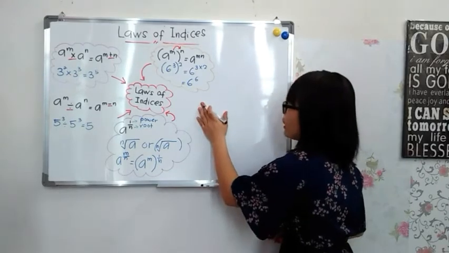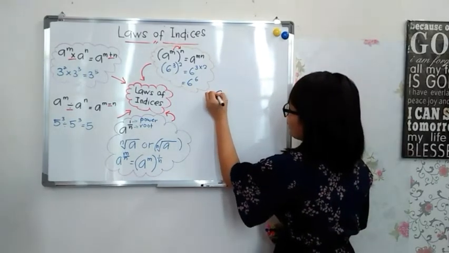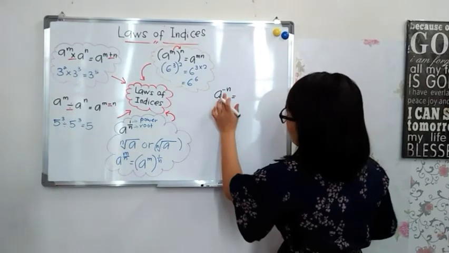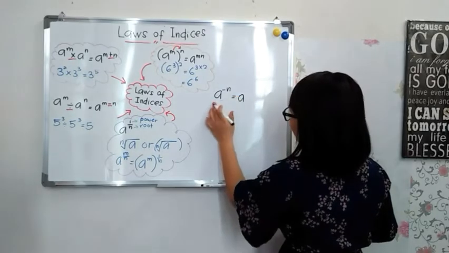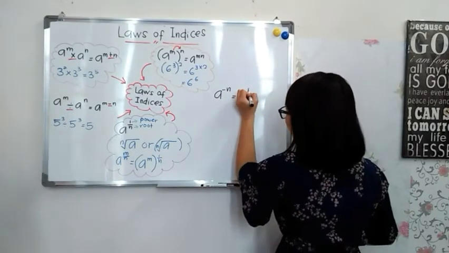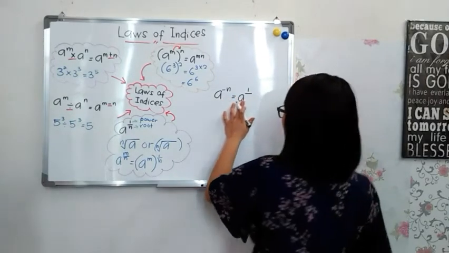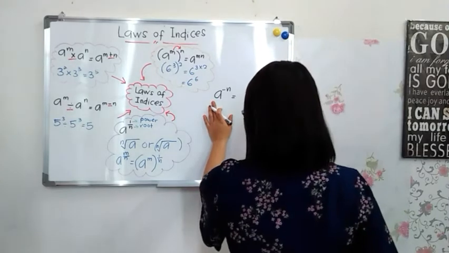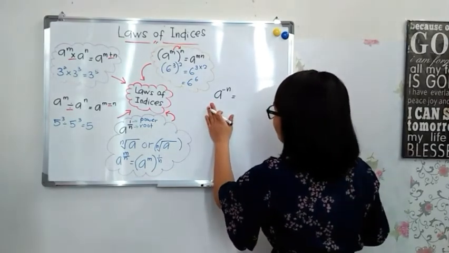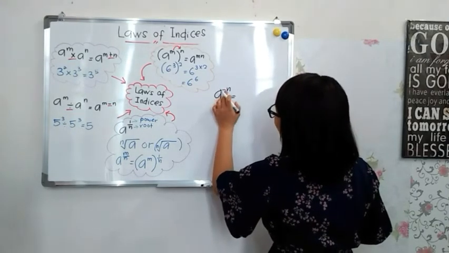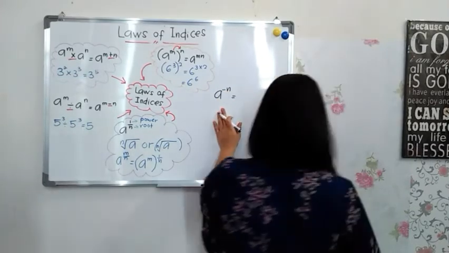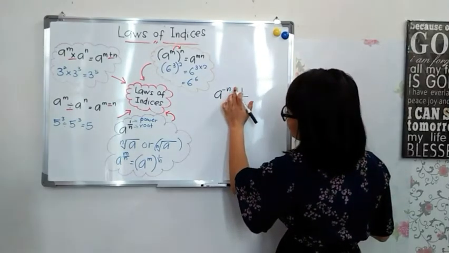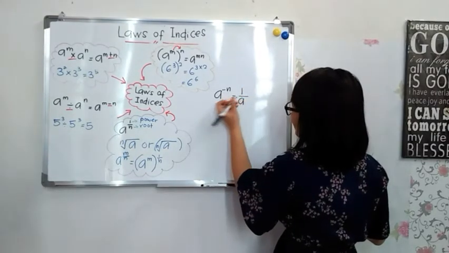Negative index. Okay. Negative means 1 over. So if you see a to the power of negative n, it means 1 over a to the power of n. If you see the power is negative, it means 1 over. So just put a to the power of n here.